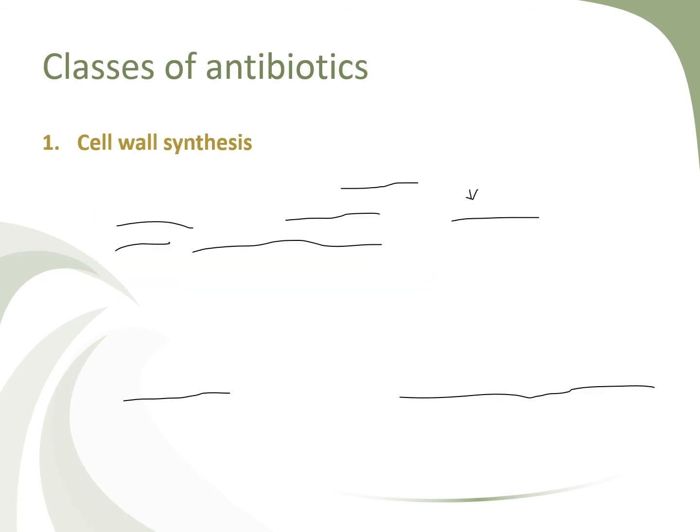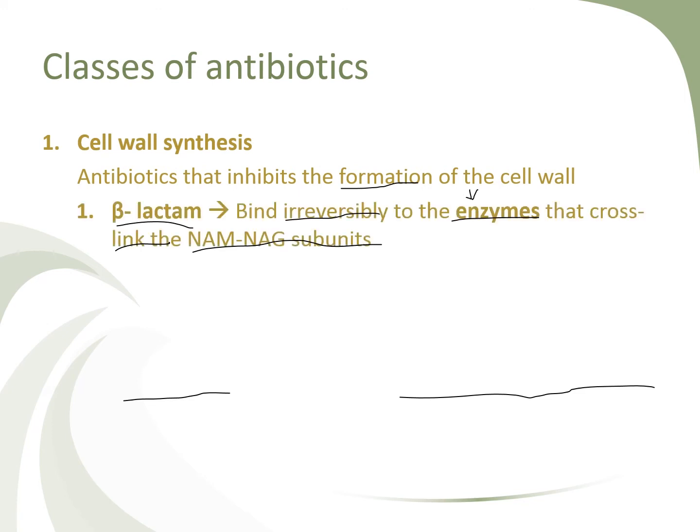First, I'm gonna talk about the cell wall synthesis. So cell wall synthesis antibiotics are those that inhibit the formation of the cell wall of the bacteria. Why is that important? Okay, because if the bacteria doesn't have its cell wall properly, it's gonna explode, it's gonna die. So the first one and the most famous is the beta-lactam.